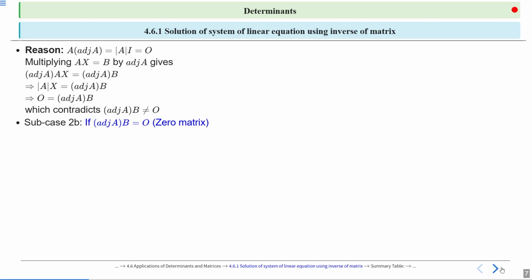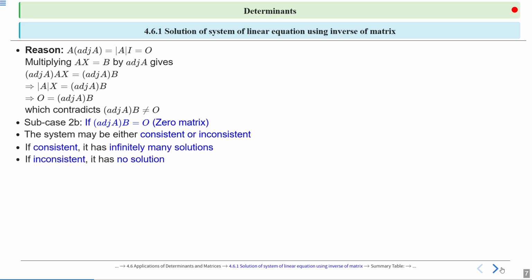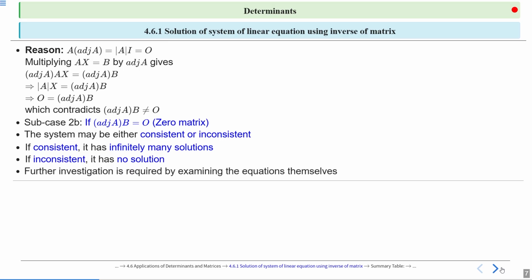Subcase 2b. If adjoint of A into B is equal to 0, then the system may be either consistent or inconsistent. In this case, it might be possible that the system of equations has a solution or no solution. If consistent, it has infinitely many solutions. So if in this case the system of equations has a solution, then it has infinitely many solutions. If inconsistent, it has no solution.